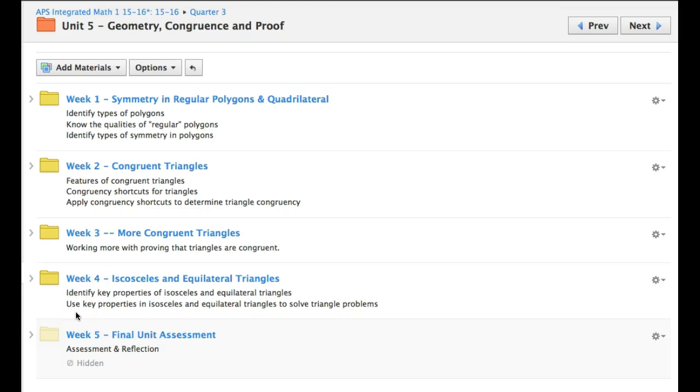Hi guys, a quick walkthrough of the week for week 4. So week 4 we'll be talking about isosceles and equilateral triangles.